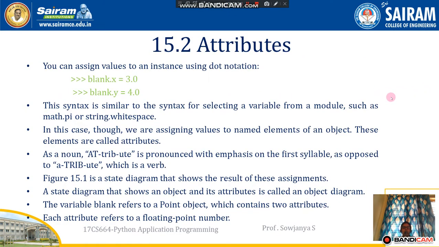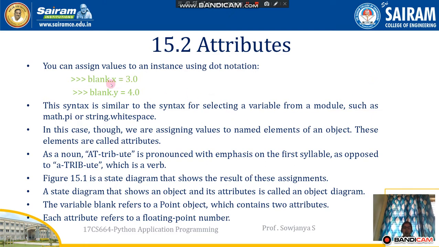The next topic is attributes. In general, an attribute is nothing but a characteristic or feature of an object. What characteristics does that particular object have, what attributes can it contain? In a similar way, for Point we'll have attributes, for example x and y, and we'll be assigning values to those attributes. So how can we assign values to the instance? Using dot notation.